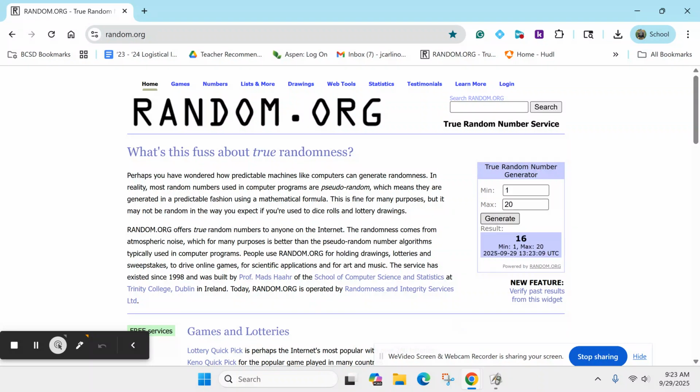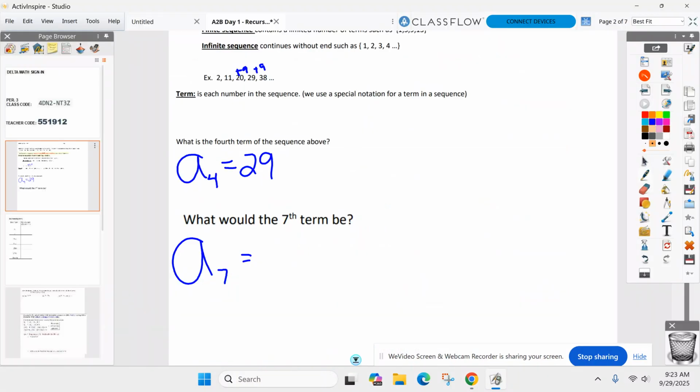what do we got, Miles? 56. I'm not that worried. I know you can find 56. It's more the new notation that you understand now that represents the seventh term. Questions on my new notation?